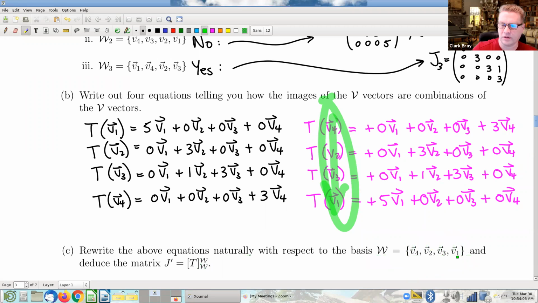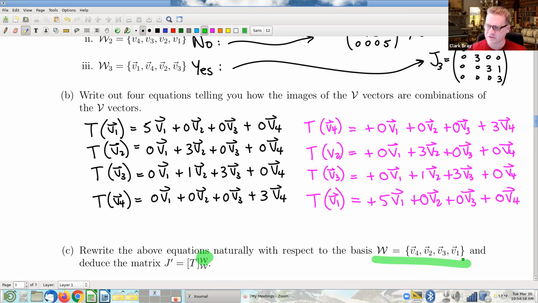All right, now are we done? Well, no. The thing is, I also need all the results to be written with terms in that same order. So I need the terms themselves to be in the order where we start with the V4 term, and then the V2 term, and then the V3 term, and then the V1 term.